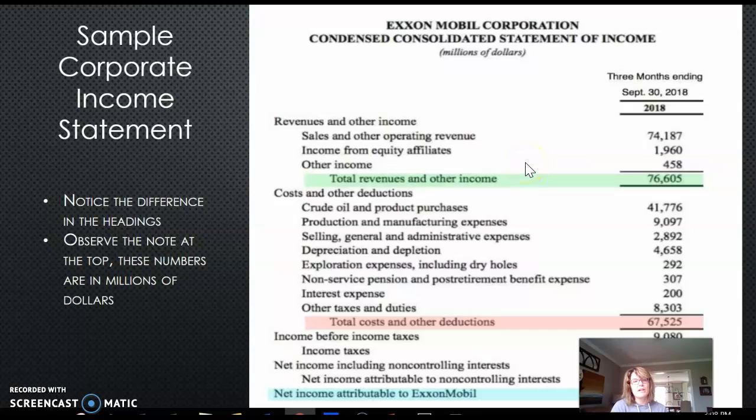We're going to wrap this up today with working on a practice income statement and answering a couple questions in this Schoology activity.